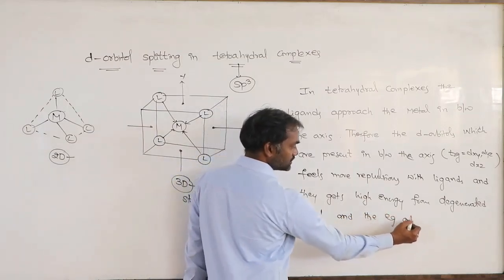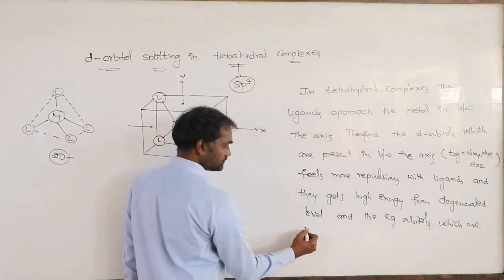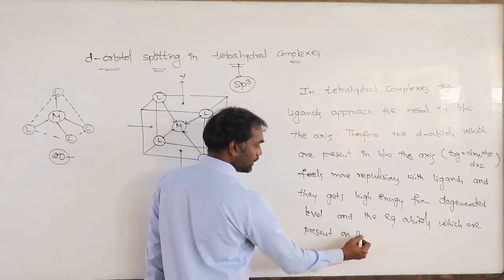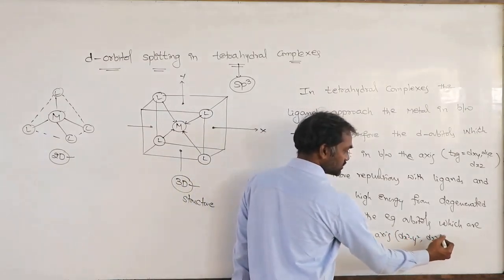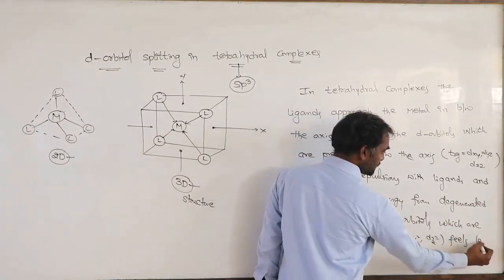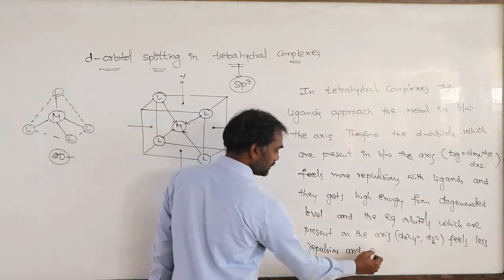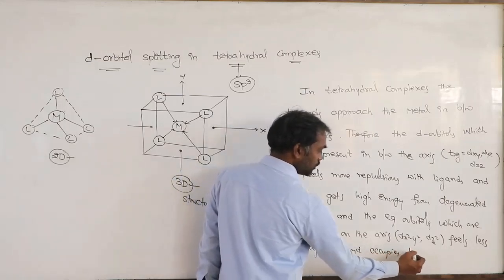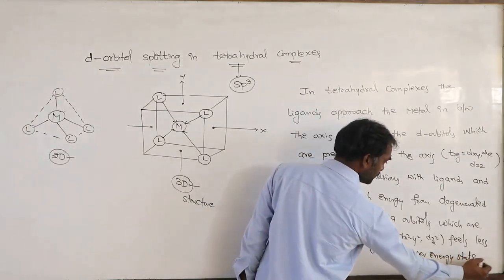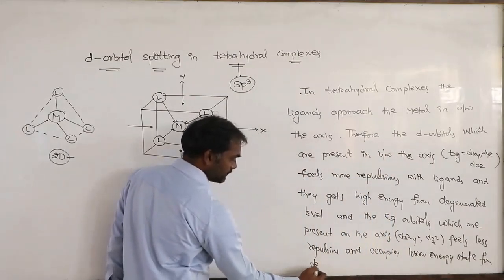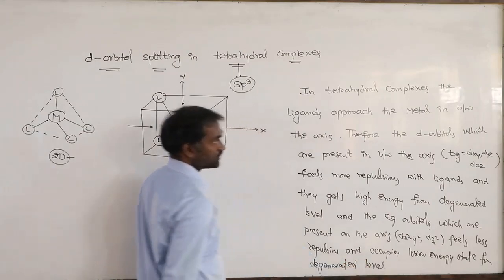And the eg orbitals, which are present on the axis, dx2-y2 and dz2, feel lesser repulsions and occupy a lower energy state from the degenerate level. So this is the matter.